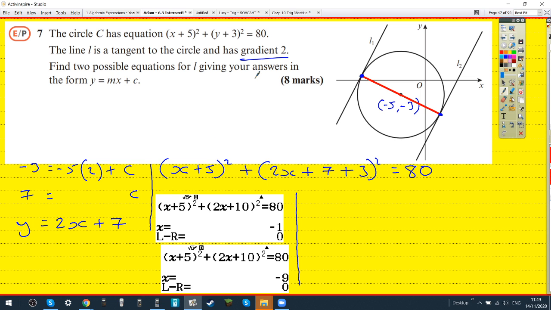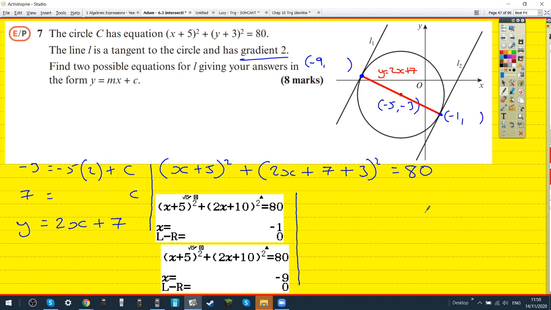Hang on, let me think about this. No. So the equation of this red line is y equals 2x plus 7, is that right? Yeah, they just, it's not an accurate diagram. Okay, we now have the x coordinate of these two points. That's -1. This one is -9. How can we get the y coordinate for these?